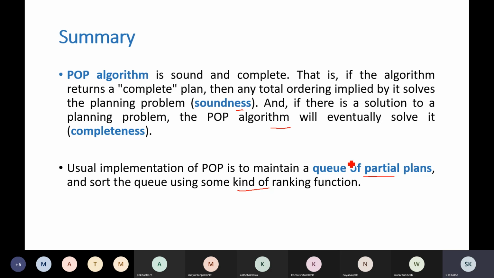So we will stop here today, and in the next lecture, that most probably will be our last lecture on this course, we will discuss graph plan algorithm and non-linear planning.